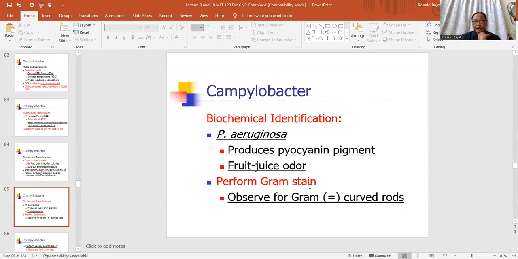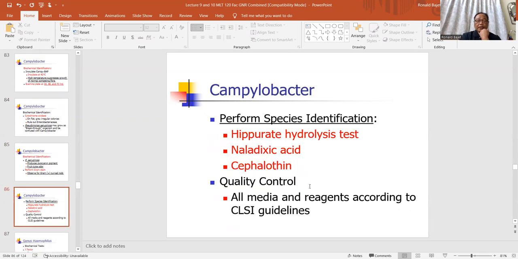Pseudomonas aeruginosa are gram-negative rods. They're pretty thick gram-negative rods. They almost look like E. coli. It's that thick. However, Campylobacter species on Gram stain, as you recall, are gram-negative seagulls, thin gram-negative rods, spiral or curved. Campylobacter, you can perform the hippurate hydrolysis test, and there's those two antibiotics, nalidixic acid and cephalothin. And performing quality control, you always want to use CLSI standards, CLSI guidelines, and your QC organisms have to be ATCC.